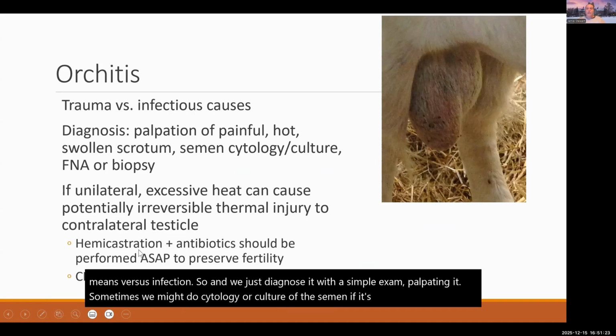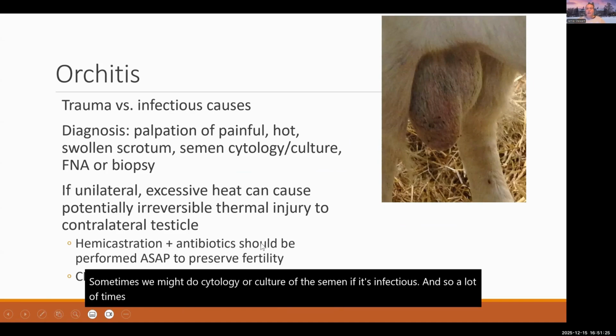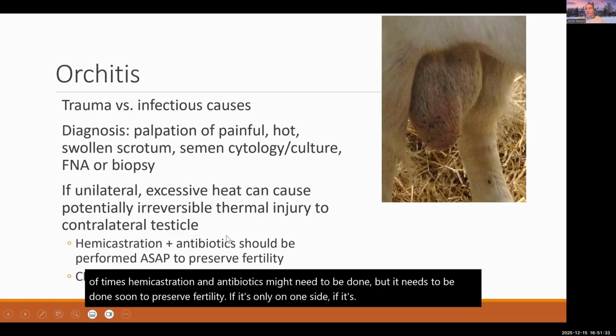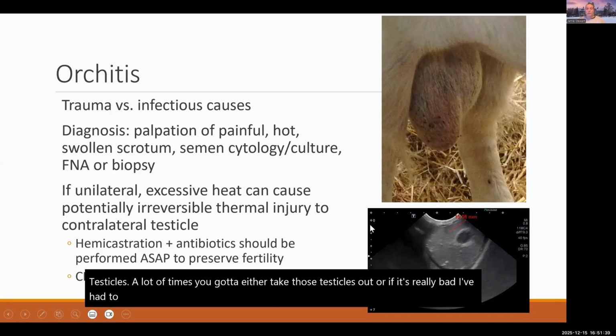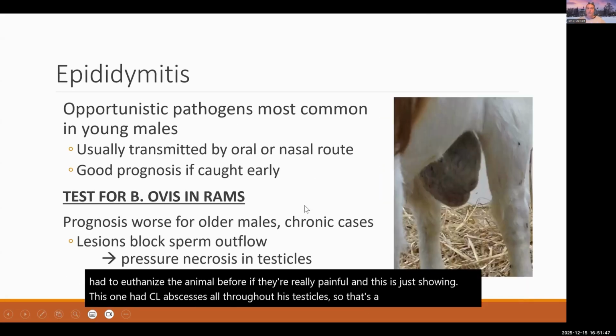And so a lot of times hemicastration and antibiotics might need to be done, but it needs to be done soon to preserve fertility if it's only on one side. If it's both testicles, a lot of times you have to take those testicles out, or if it's really bad, I've had to euthanize the animal before if they're really painful. And this is just showing this one had CL abscesses all throughout his testicles. So that's a pretty common cause.